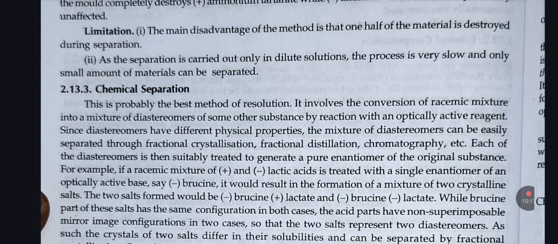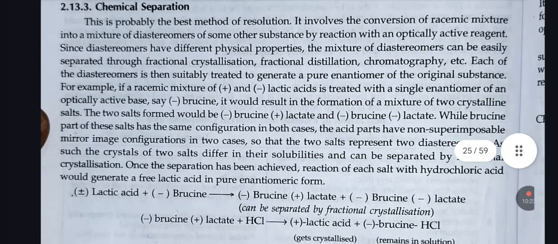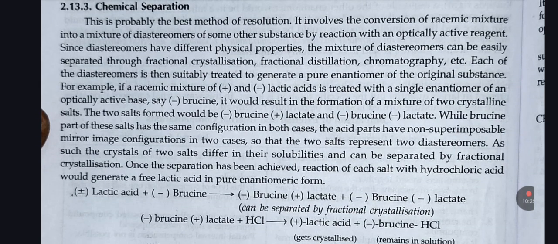Chemical separation. This is probably the best method of resolution. It involves the conversion of a racemic mixture into a mixture of diastereomers of some other substance by reaction with an optically active reagent. Since diastereomers have different physical properties, the mixture of diastereomers can be easily separated through fractional crystallization, fractional distillation, chromatography, etc. Each of the diastereomers is then suitably treated to generate a pure enantiomer of the original substance.